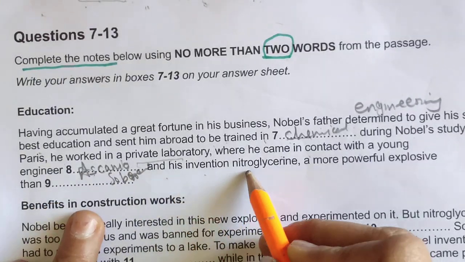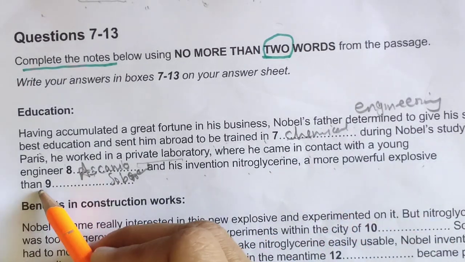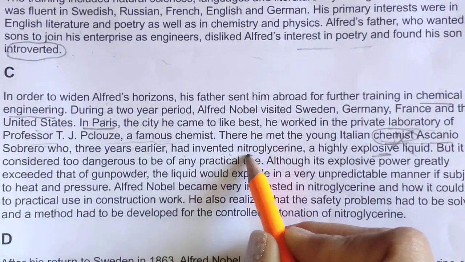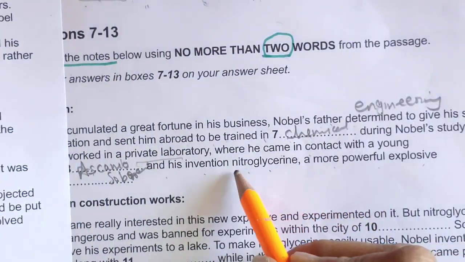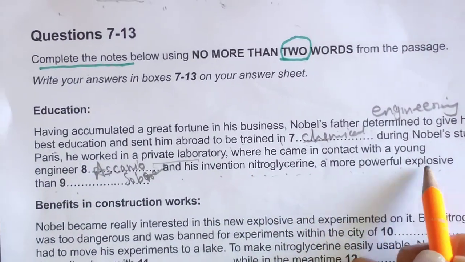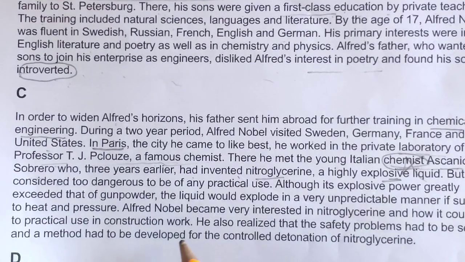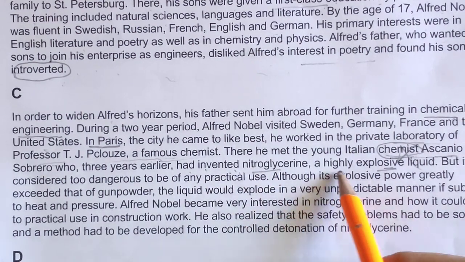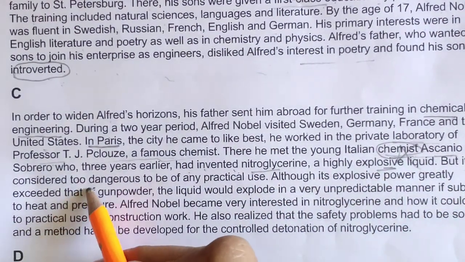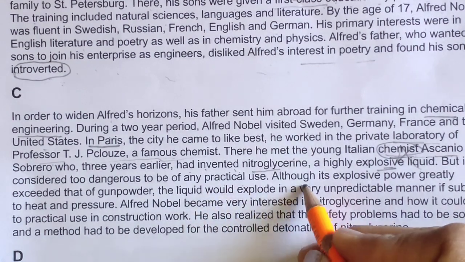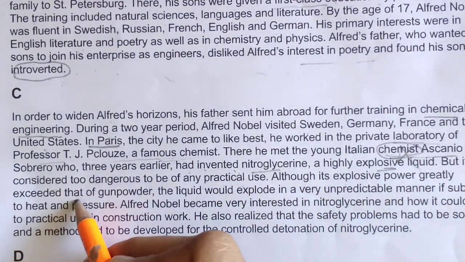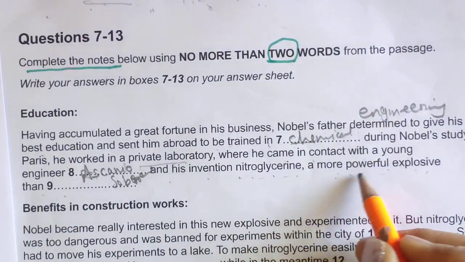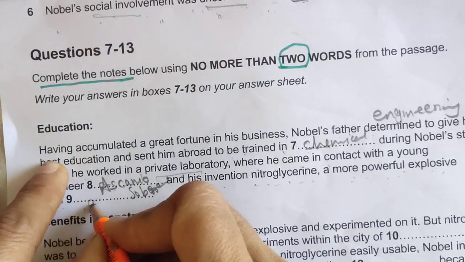Next, his invention nitroglycerin, a more powerful explosive. He had invented this, the nitroglycerin. His invention, a more powerful explosive than... So they are doing some comparison. This is a highly explosive liquid, but it was considered too dangerous to be of any practical use, although its explosive power greatly exceeded that of gunpowder. Exceeded means more powerful than, more explosive than gunpowder. So here gunpowder will come.